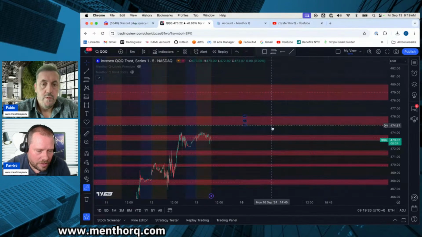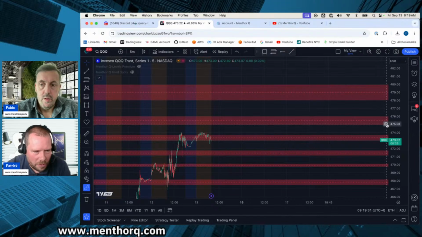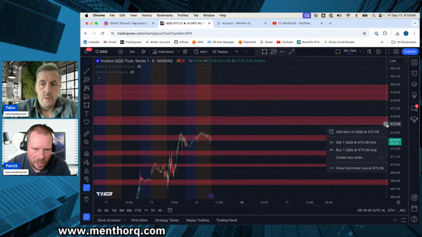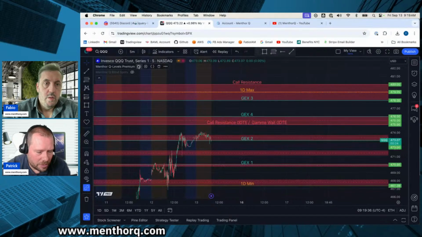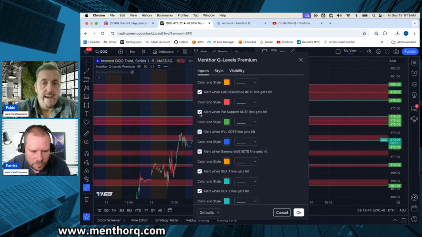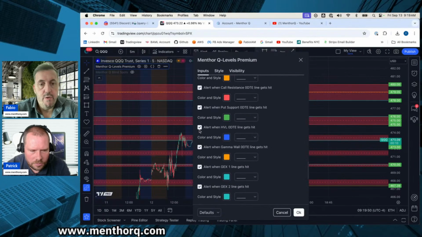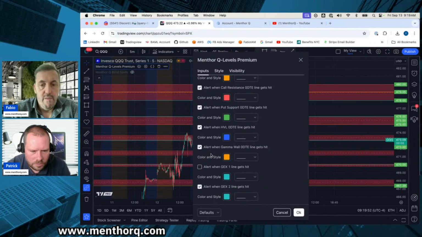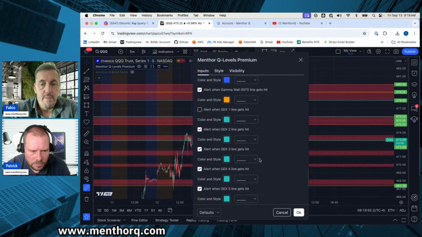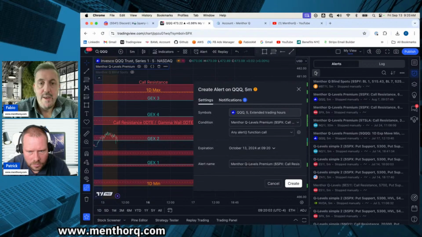Set your alerts. Alerts are really, really powerful. Always set your alerts. With our indicator, you can quickly set alerts on the levels by yourself. It's really simple, and then you get a notification. To do that, you simply select the levels that you want to add. Let's say I want to be alerted on all of them, but I don't want to be alerted on GEX1, GEX2 maybe. I just untick the level here, and then I would go and create an alert with a plus sign here.